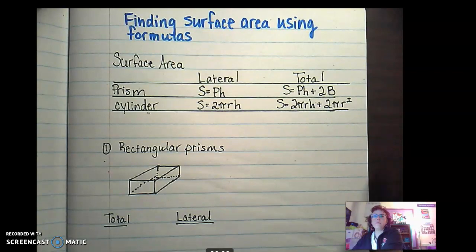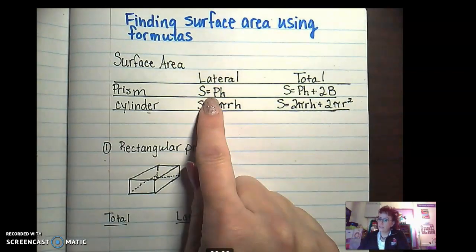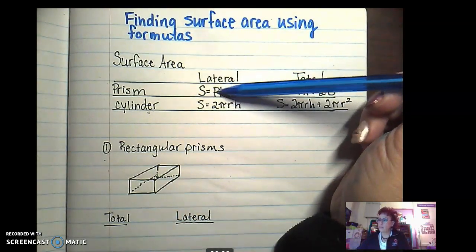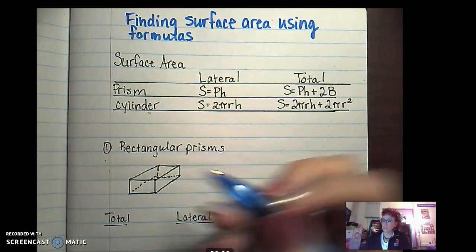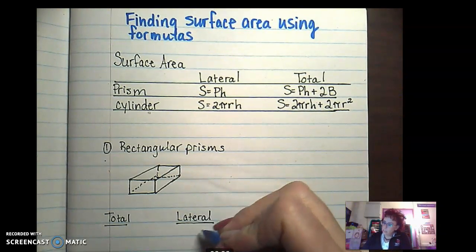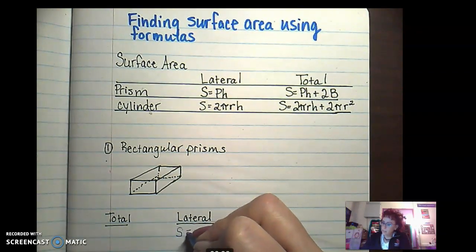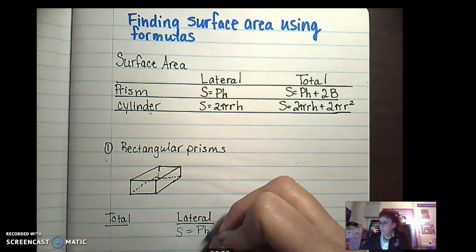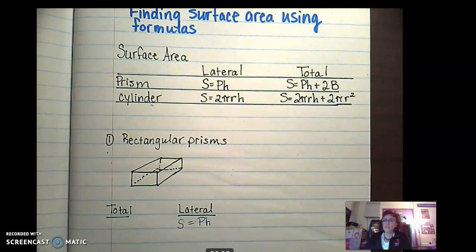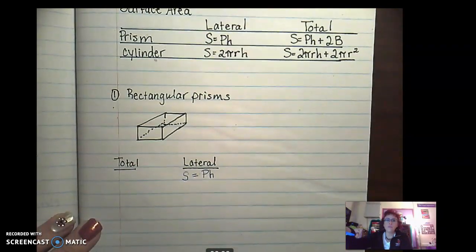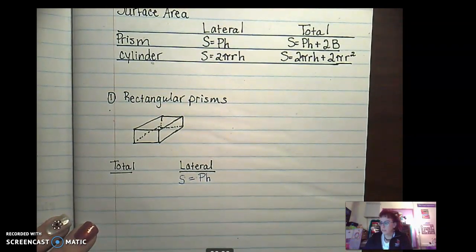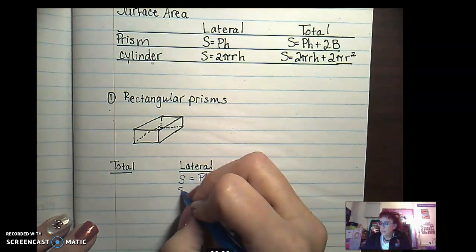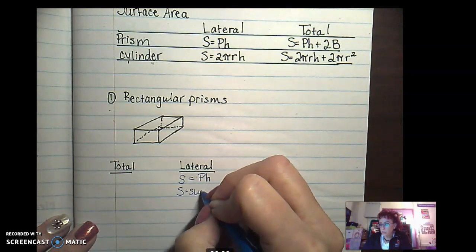For a prism, we can see that the lateral surface area is going to be S is equal to capital P times H. That is lateral, so S is equal to capital P times H. Okay, well, it doesn't do you much good to look at these formulas if you don't understand what the letters mean. Okay, so let's make sure we understand that. This is a surface area formula, so obviously S stands for surface area.